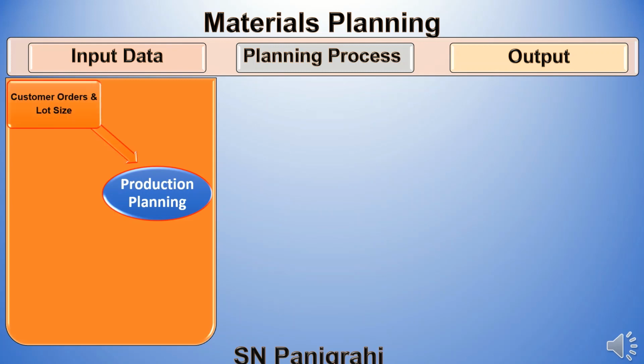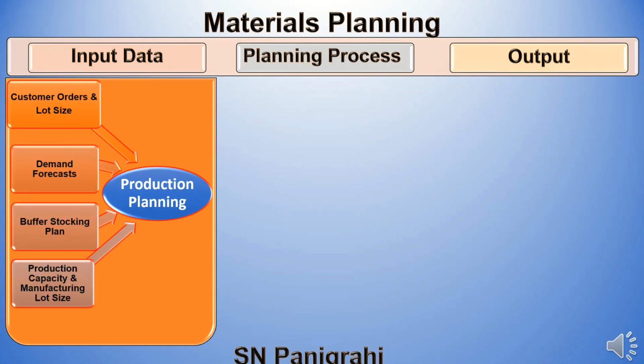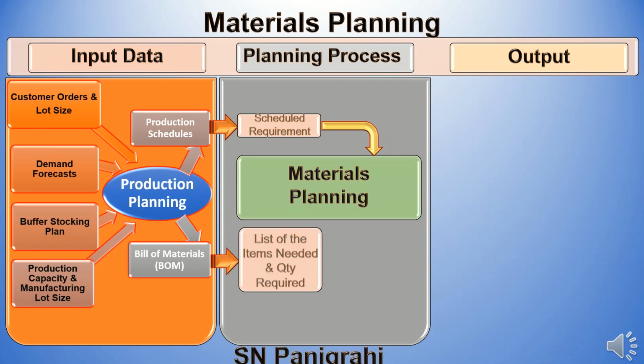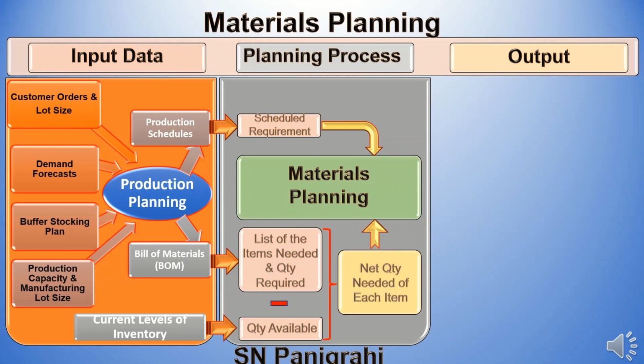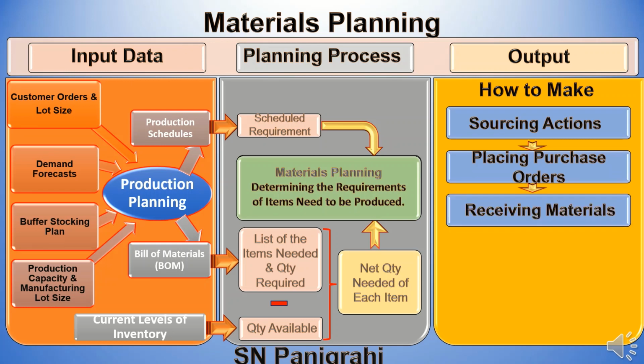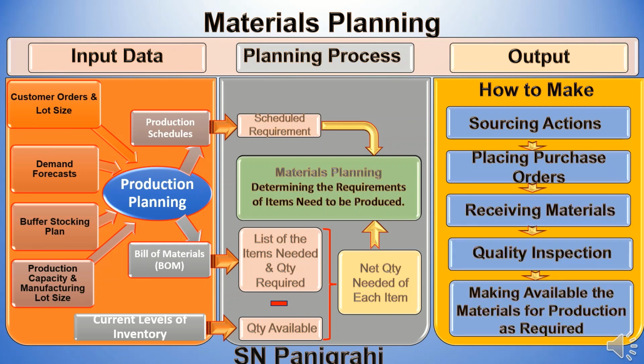Customer orders and lot size, demand forecasts, buffer stocking planning, production capacity and manufacturing lot size are deciding input factors for production planning. Production schedules, timelines, and bill of materials, the list of the items needed and quantity required, being outputs of production planning, become inputs to materials requirement planning. While determining the requirements of items to be produced, current levels of inventory are also taken into consideration. Materials planning outputs are how to make sourcing actions, placing purchase orders, receiving materials, quality inspection, making available the materials for production as required.